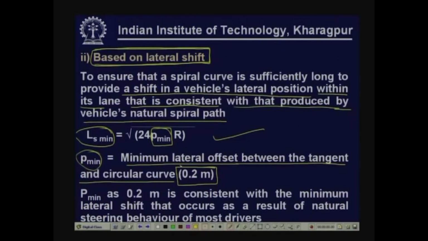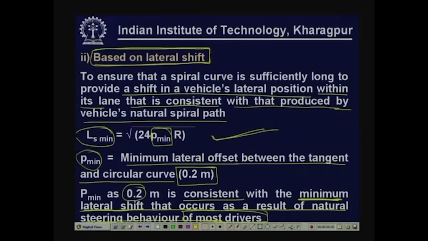Now, it may be mentioned here that the design value of 0.2 meter taken for P minimum is consistent with the minimum lateral shift that occurs as a result of natural steering behavior of most drivers, not all drivers, but most drivers. I would put emphasis on this part, minimum lateral shift. Then we can get a value of Ls minimum.